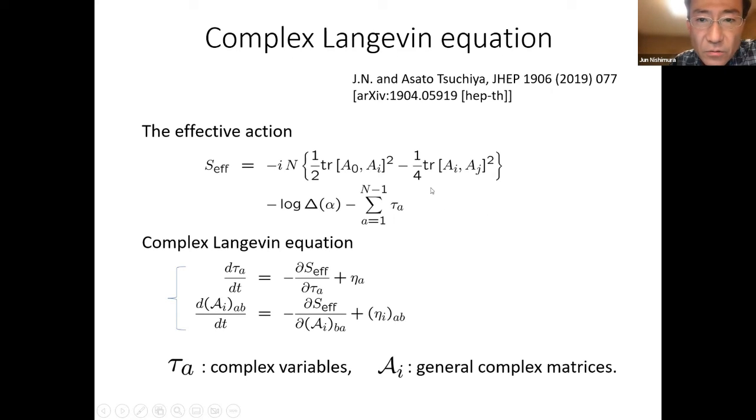So our effective action looks like this after rewriting everything in terms of tau for the A0s. And then the complex Langevin equation that we have to solve has this form, where t is the fictitious time evolution for the complex Langevin method, and eta are the noise terms, which are basically Gaussian noise. And these are the drift terms that are basically the derivatives of the effective action with respect to the corresponding variables, tau and ai. That's what we are doing in the complex Langevin method.